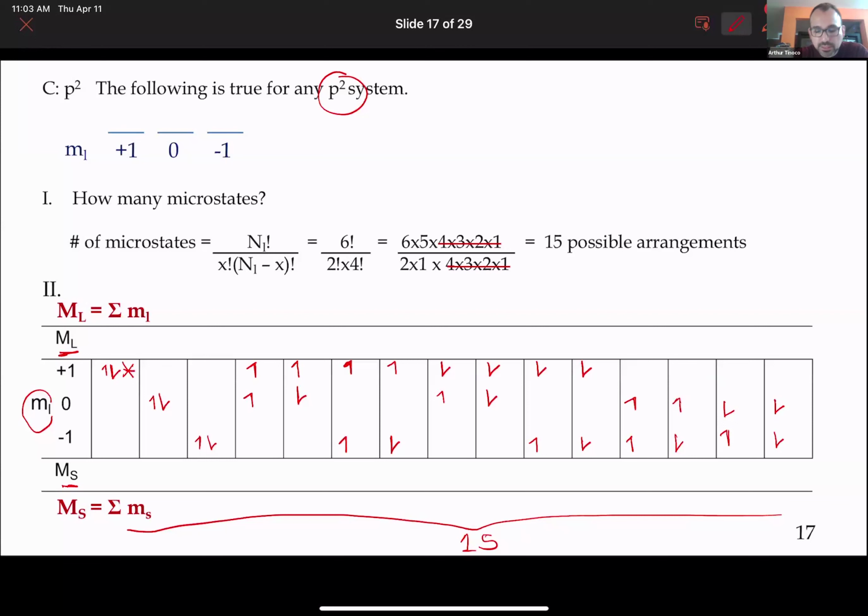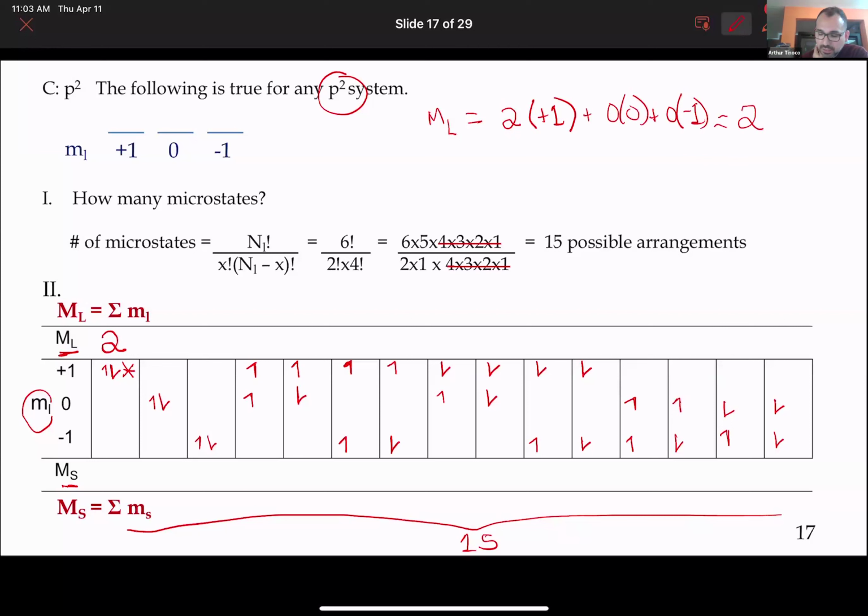So what we can do here is that for the m sub L, we have 2 times plus 1. And we don't have any electrons in the 0 or the -1, so we don't factor that in. There's nothing in the 0 and nothing in the -1. That results in a total value of 2. Where do we put that value? We put that value up here. That's going to be 2.